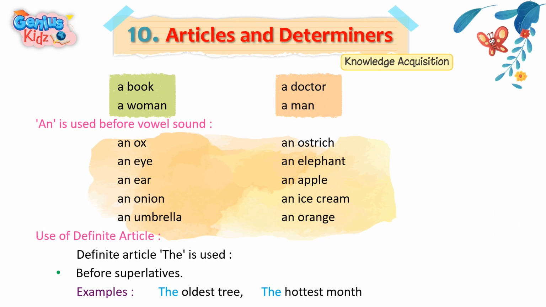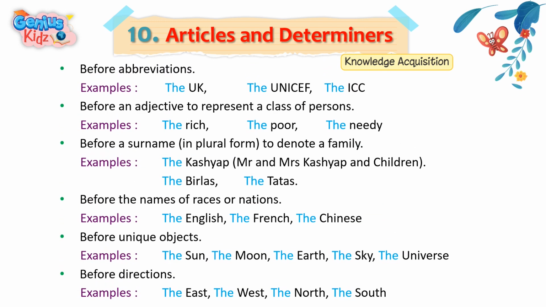The definite article is used before superlatives. Examples: the oldest tree, the hottest month. Before abbreviations. Examples: the UK, the UNICEF, the ICC. Before an adjective to represent a class of persons. Examples: the rich, the poor, the needy.